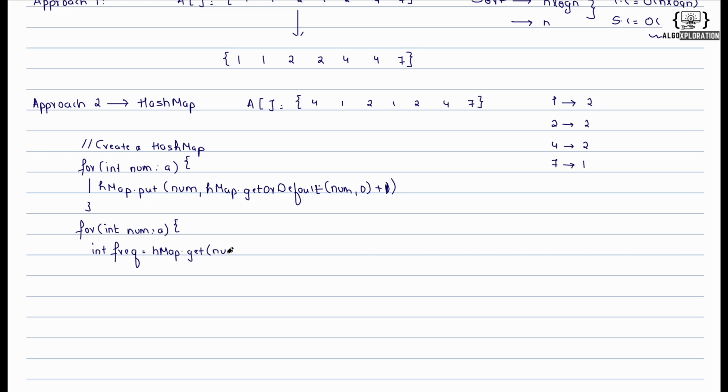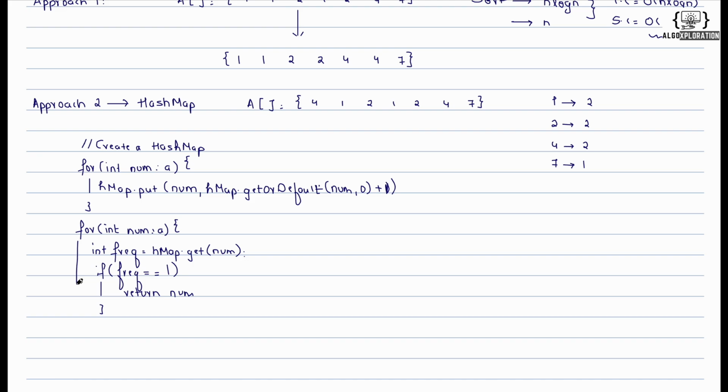Here we will be passing num. Now we will be checking if frequency is equal to 1, then only we have to return the num. Otherwise we have to move forward.